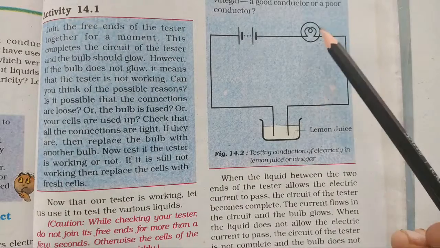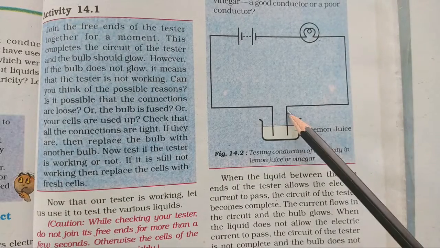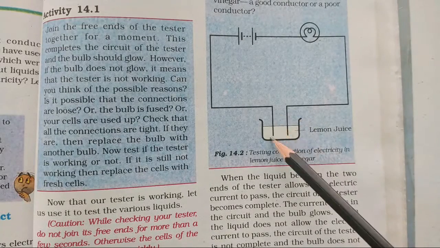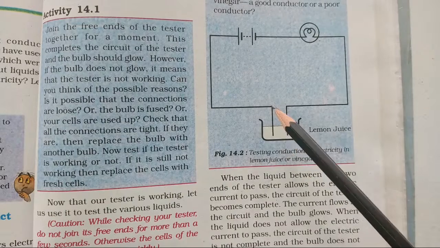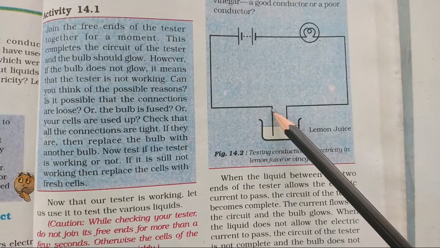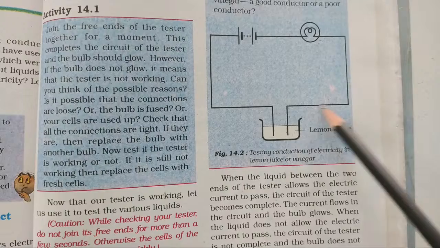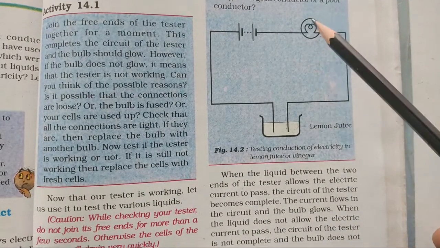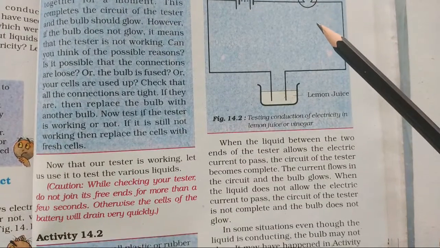How does the bulb light up? If the two wires are joined together. So if the two wires are not joined together, we are trying to join them by putting them inside the liquid. When you put them inside the liquid, the current will flow through the liquid to the other wire and the bulb, and the bulb lights up. So this is used for testing whether the liquid is a good conductor.